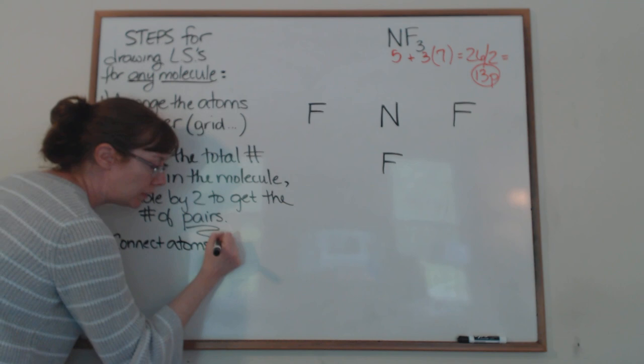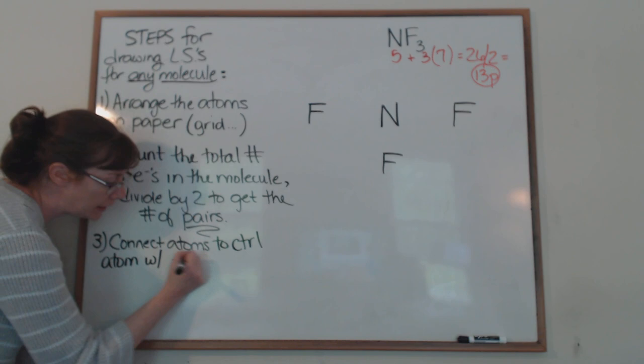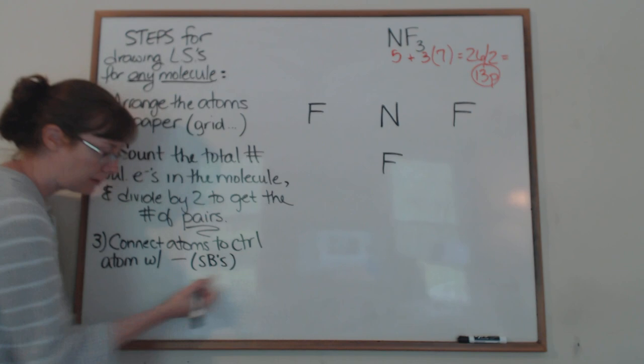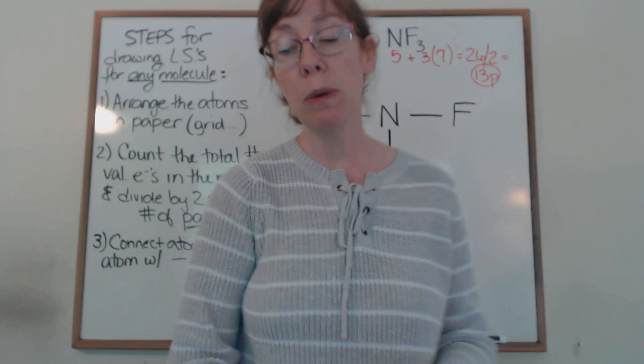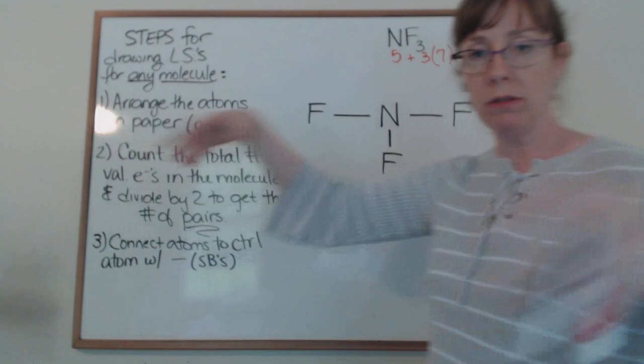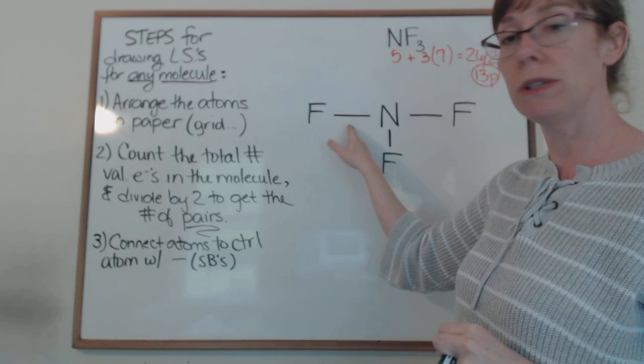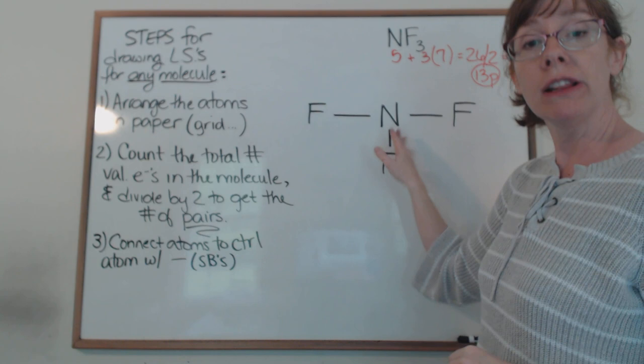Connect the atoms to the central atom, to be more specific, with single bonds. So that means single bonds. Don't get confused about that. So single, single, single. Now, why do I do single bonds? Well, I know there's at least single bonds there because if there wasn't, this molecule would be floating around. Like the fluorine would have flowed away. There's at least a single bond holding this molecule together. It could be a double bond, could be a triple bond. We will find out. But at the very least, I know there's that there. So that's why I put them there first.